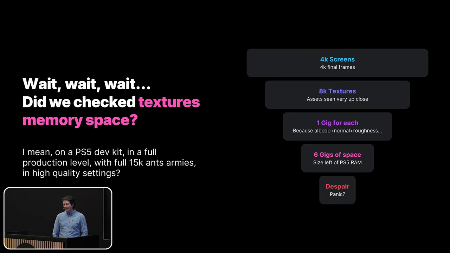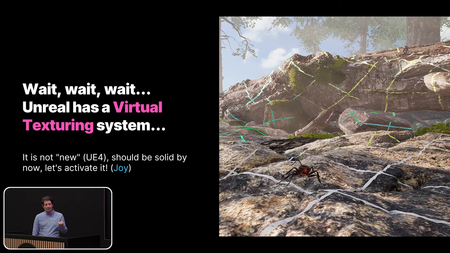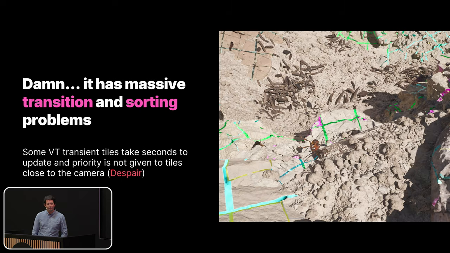So there's a bit of despair and panic, and we're like, wait, there is this thing in Unreal, which is not a new feature, it comes from Unreal 4, which is called virtual texturing. It's precisely meant for that. So it's basically a system that splits the texture into different elements and then dynamically decides which one it should load in high resolution and which one it can keep in lower resolution. It's basically a LOD system for textures. We are like, good, let's just activate it, problem solved.